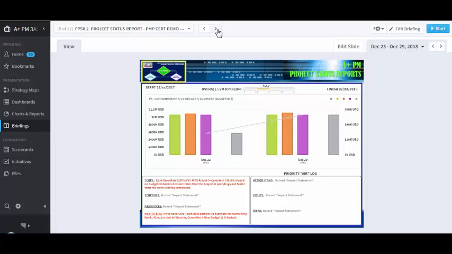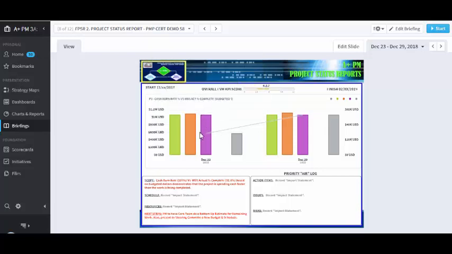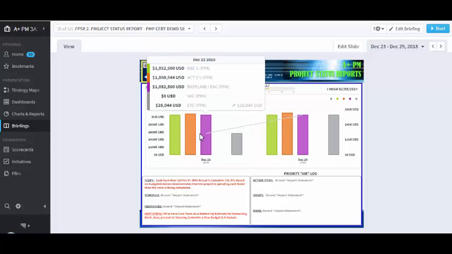In this slide, what we're looking at is a dynamic project status report. And as you see, we have two comparative time frames, and as you hover over it, it gives you all of the KPI metrics associated with that specific time frame. So what we're looking at here is a budget of $1,052,500. Actual dollars spent to date is $1,080,544. So they've actually overrun their budget.